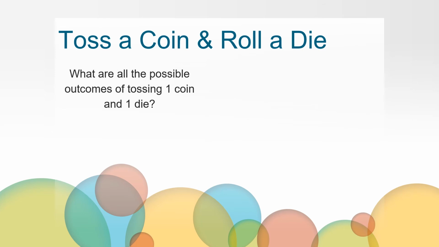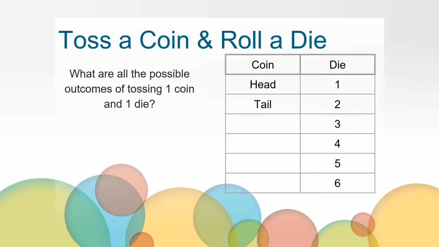Now let's put the two things together. What are all the possible outcomes of tossing one coin and rolling one die? Well, here it is in a table. There are 2 possible outcomes for tossing a coin, either heads or tails, and then there are 6 possible outcomes for rolling a die, all the numbers 1 through 6.